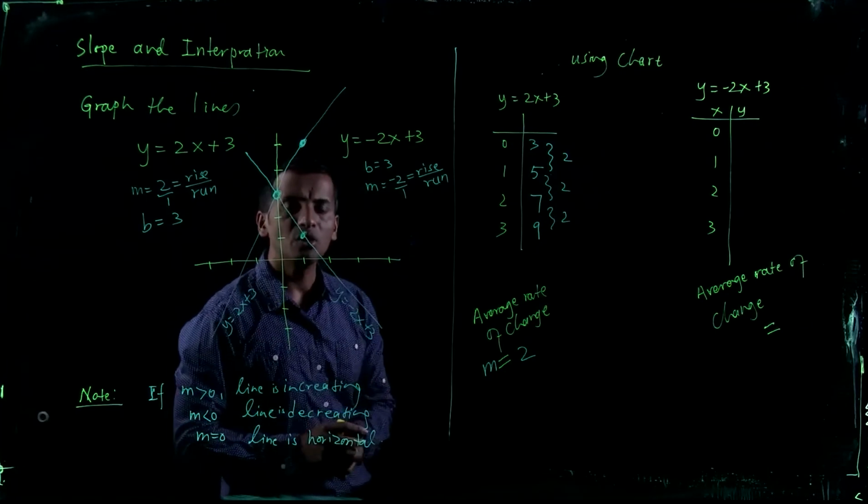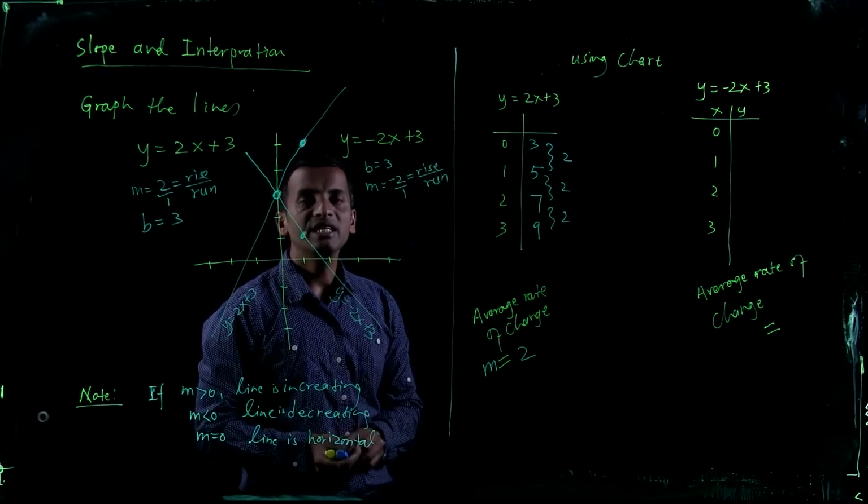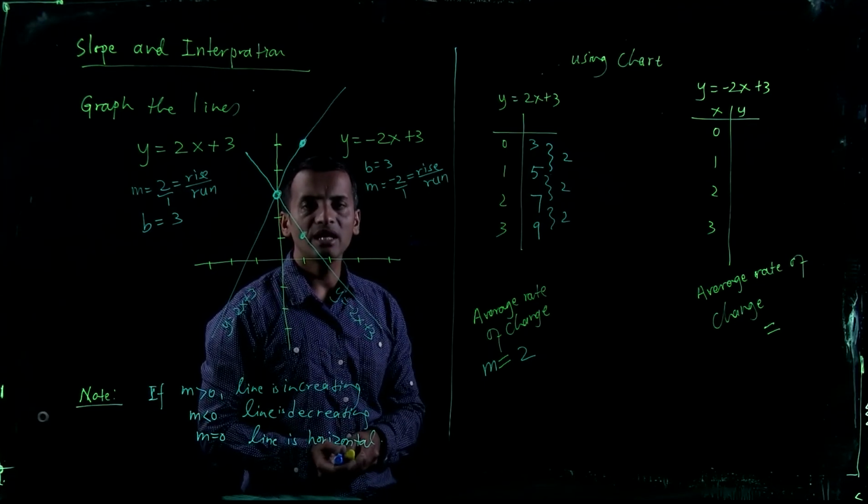In other words, you can say that the slope of a line is the same as the average rate of change. The slope and the average rate of change are equal to each other.